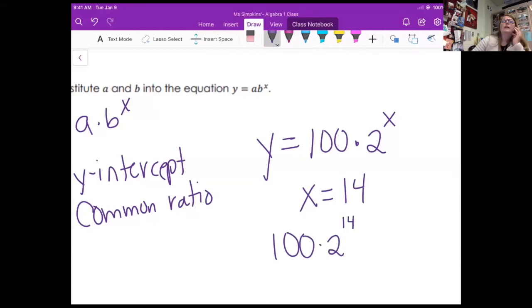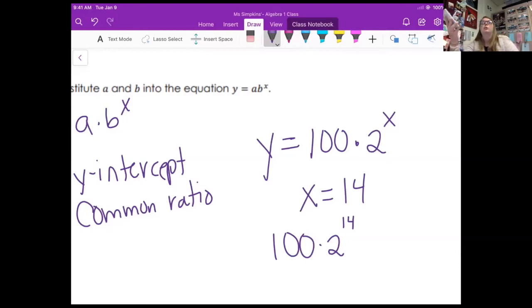Now, you could sit there and multiply by 2 14 times. I don't want you to do that. So everybody take your calculator. Type in, well, first of all, what order are we going to do this in? Say again. The exponent first. Then at the end, we're going to multiply by 100. If we follow order of operations, we need to take 2 to the 14th power first, then multiply by 100.